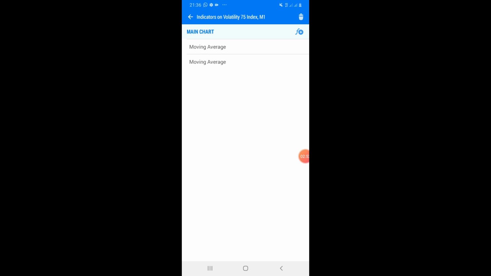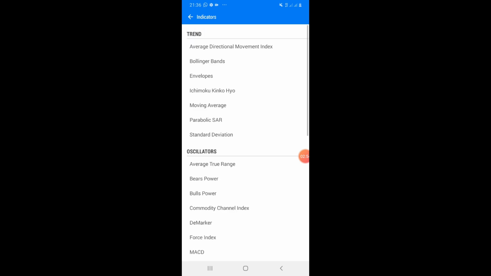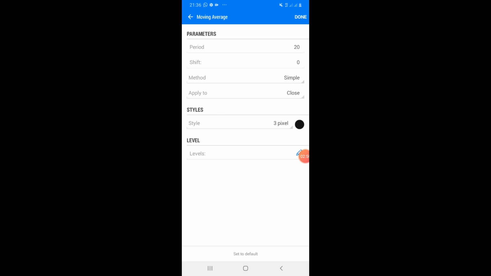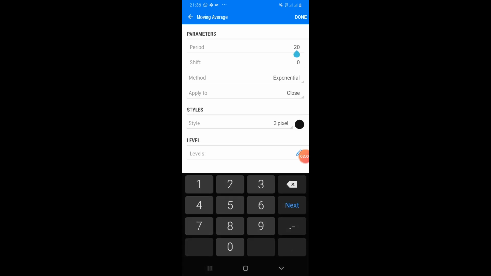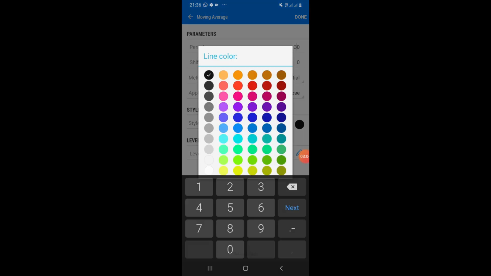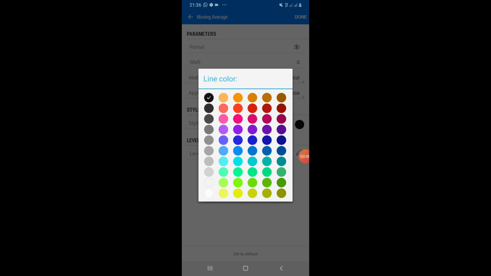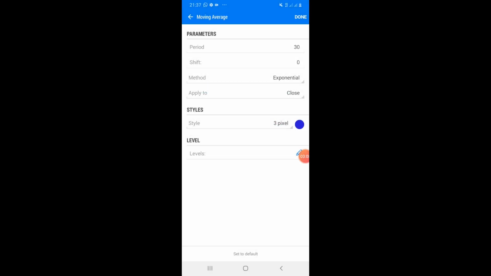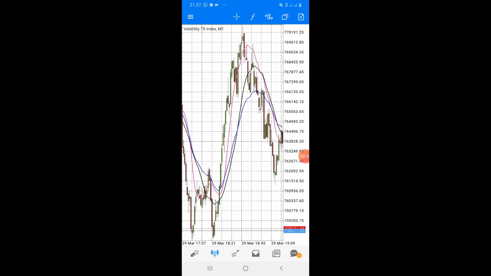The third one is an exponential moving average of period 30. Apply to close again, but the color this time I'm going to put it to blue. I'm going to click done. Now I have 3 lines right there.